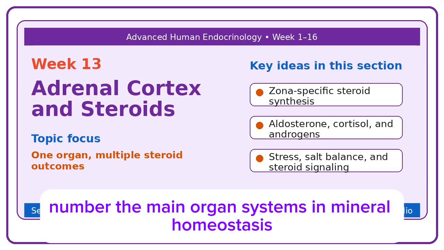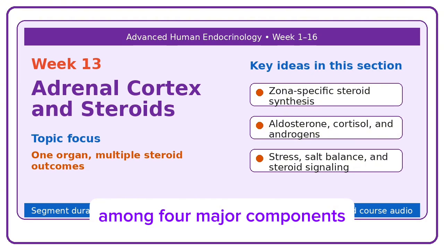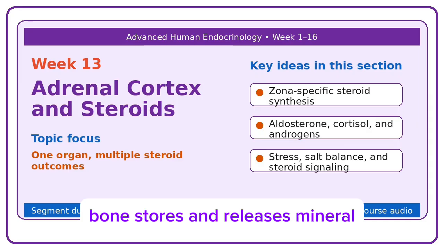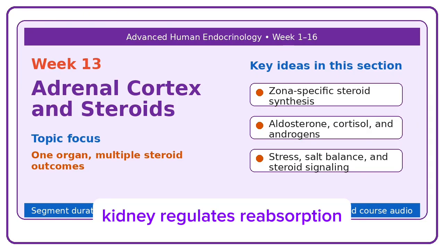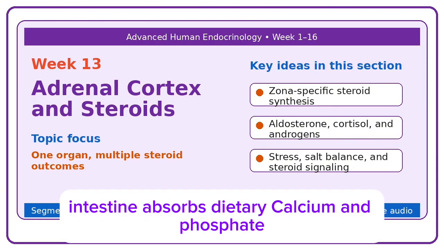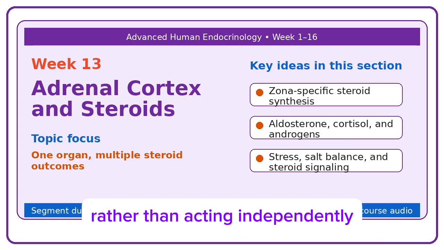3. The main organ systems in mineral homeostasis. Calcium phosphate homeostasis depends mainly on coordination among 4 major components. Parathyroid glands sense calcium status and release PTH. Bone stores and releases mineral. Kidney regulates reabsorption, excretion, and vitamin D activation. Intestine absorbs dietary calcium and phosphate. These systems are linked by endocrine signals rather than acting independently.